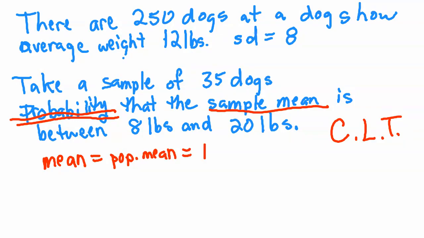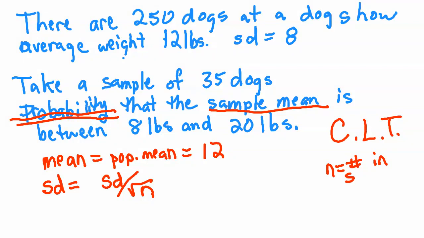So here you're going to use 12. The standard deviation, though, is different. You're going to use the standard deviation divided by the square root of n, and n is the number of things in the sample. So n is the number in the sample. In our case, standard deviation was 8, and we had 35 in our sample.